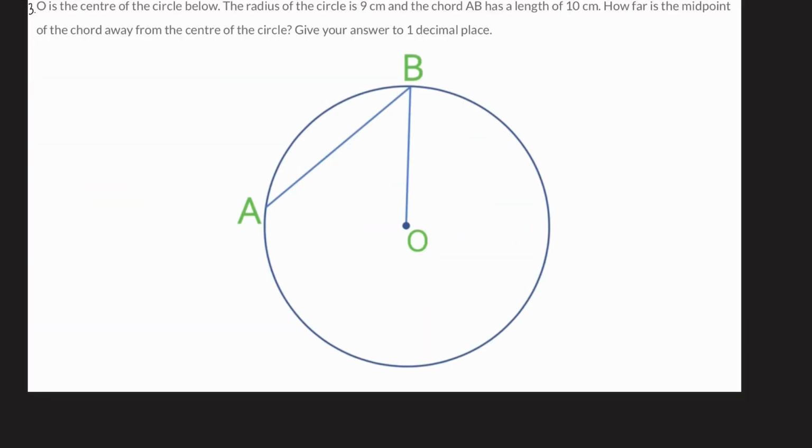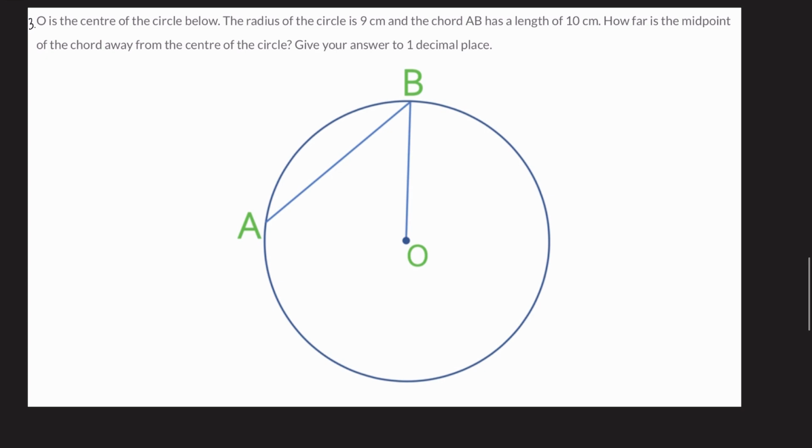And now moving on to question number 3. O is the center of a circle below. The radius of the circle is 9 centimeters, and the chord AB has a length of 10 centimeters. How far is the midpoint of the chord away from the center of the circle? So A and B is the chord, and they want us to work out what this part here is. This is going to be our unknown. And they want the answer given to 1 decimal place.